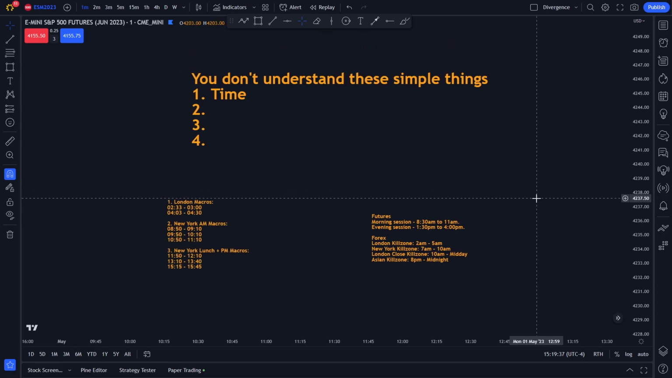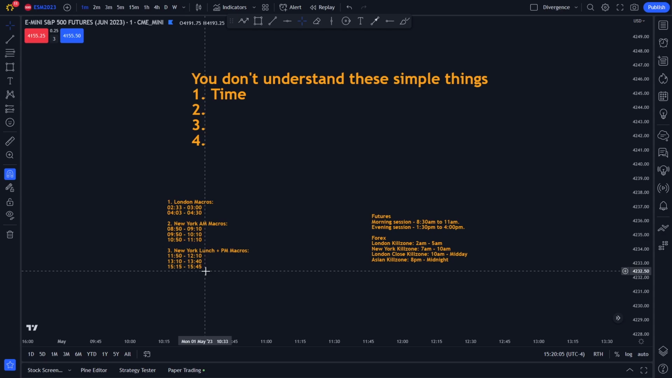So first thing you don't understand is time. You need to understand macros and kill zones. So write these times down or go on TradingView and indicators and you can find this. But you need to remember this or at least see it on your chart, because these times are the times when you want to use the ICT concepts.